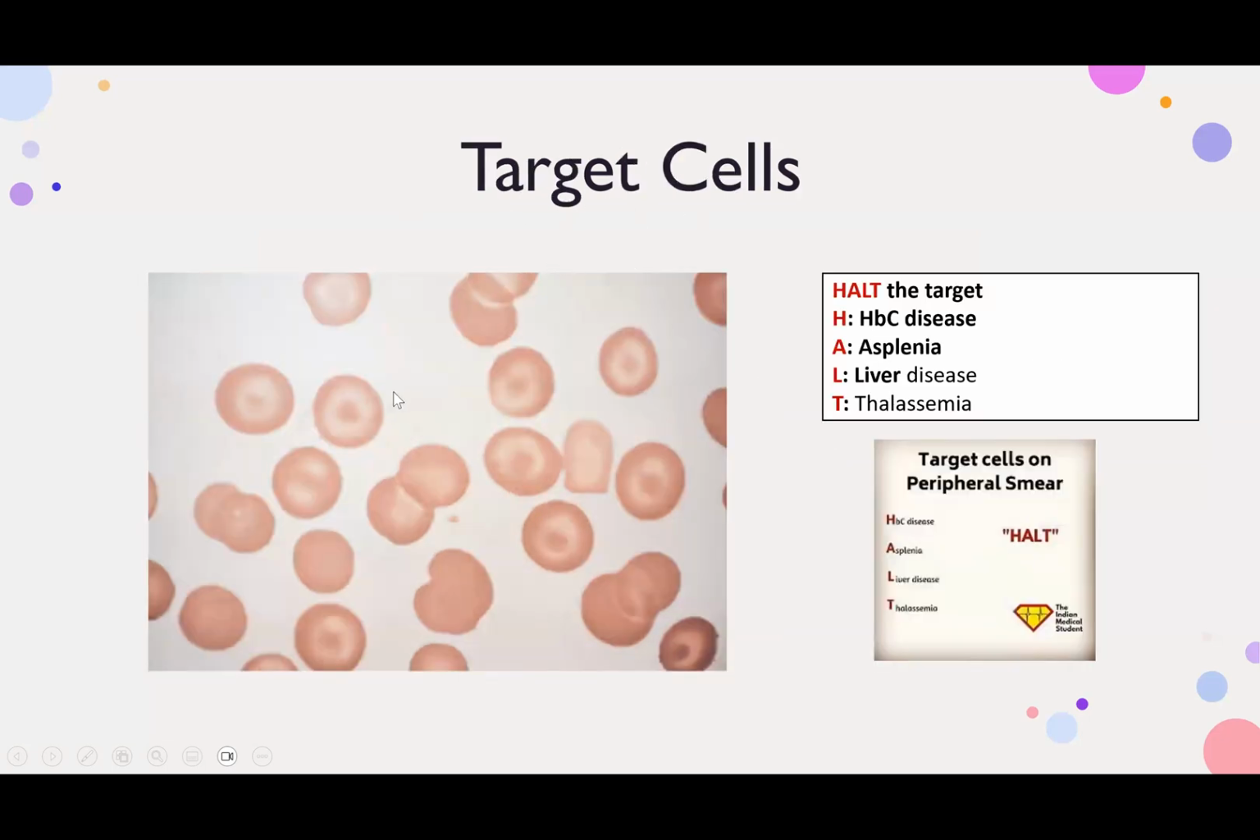Now, target cells, these are target cells because they look like a target sign. Do you see here? It looks like a target. We call it target cells. There is a differential for the target cells. There is a nice mnemonic here called HALT the target. H for hemoglobin C disease, A for asplenia, L for liver disease, T for thalassemia. In those conditions we see target cells. Okay.